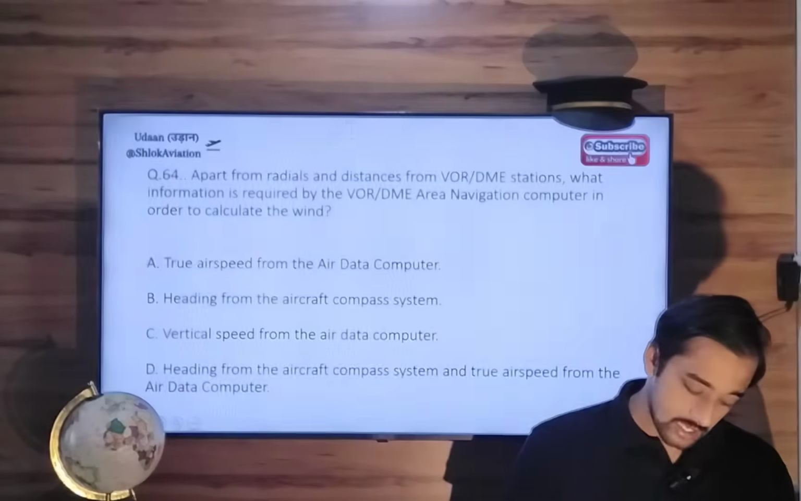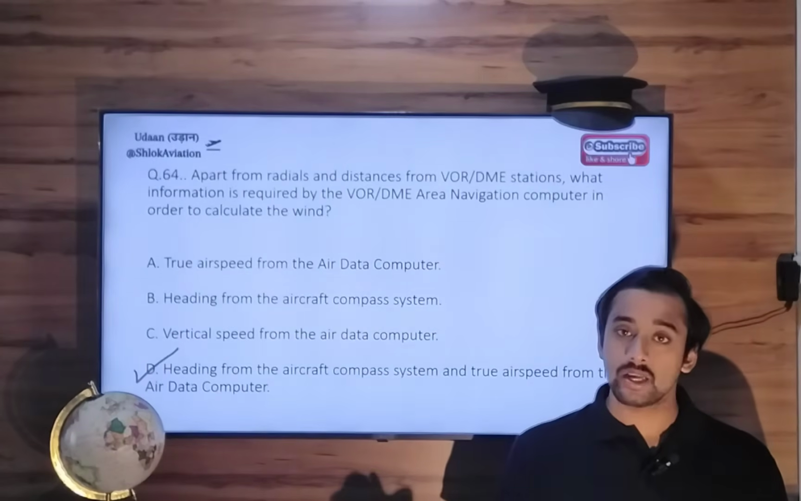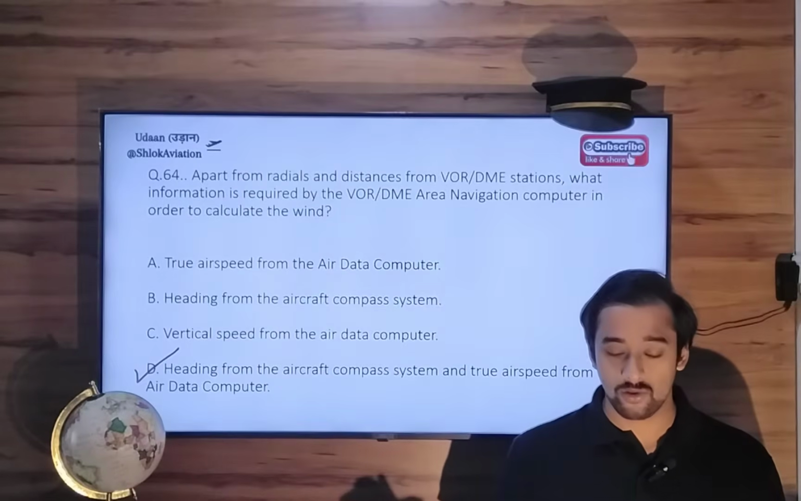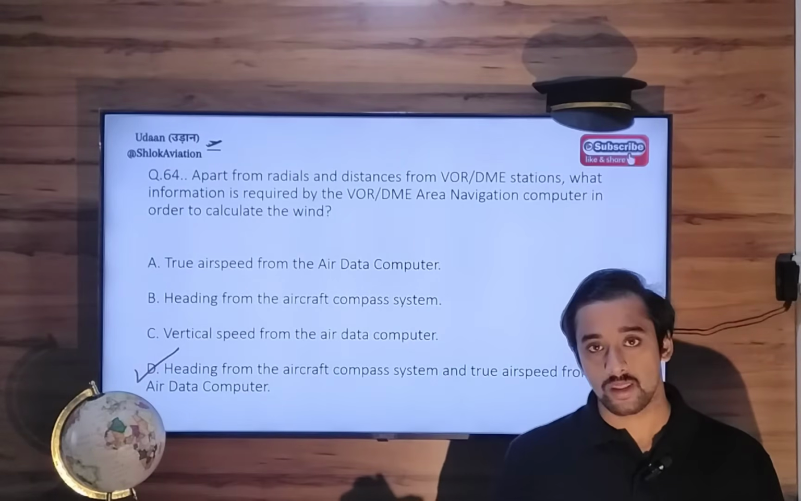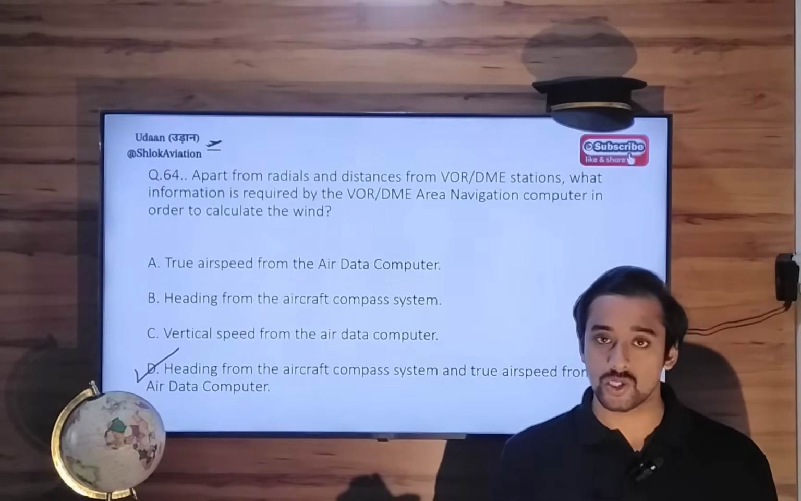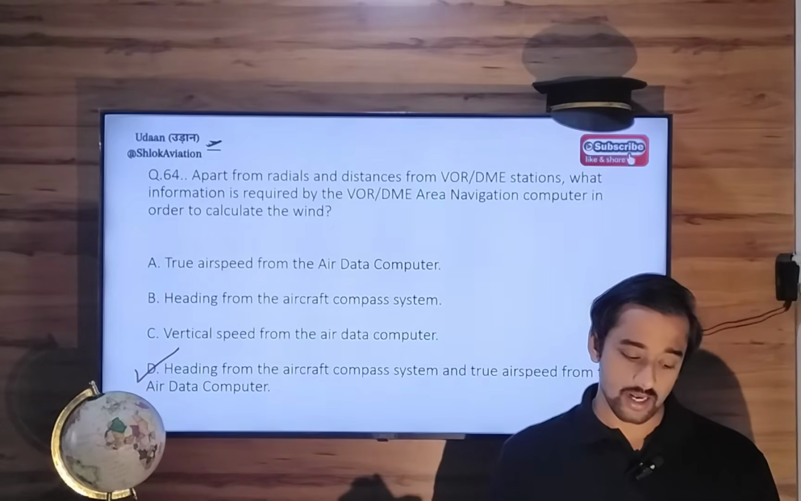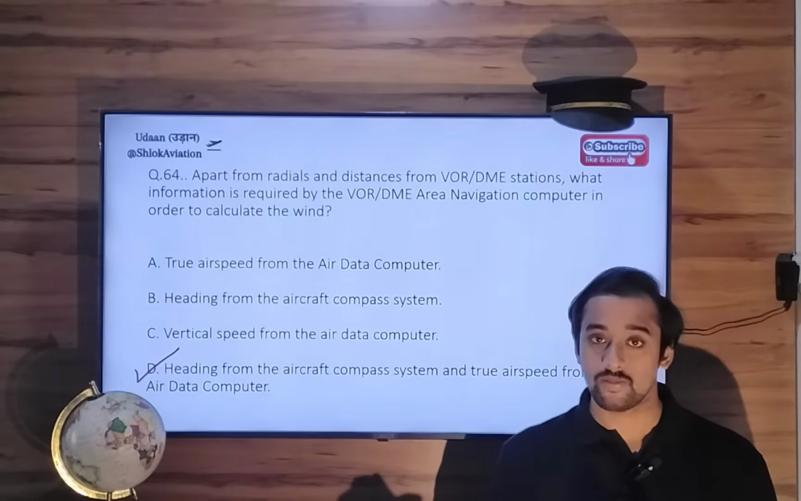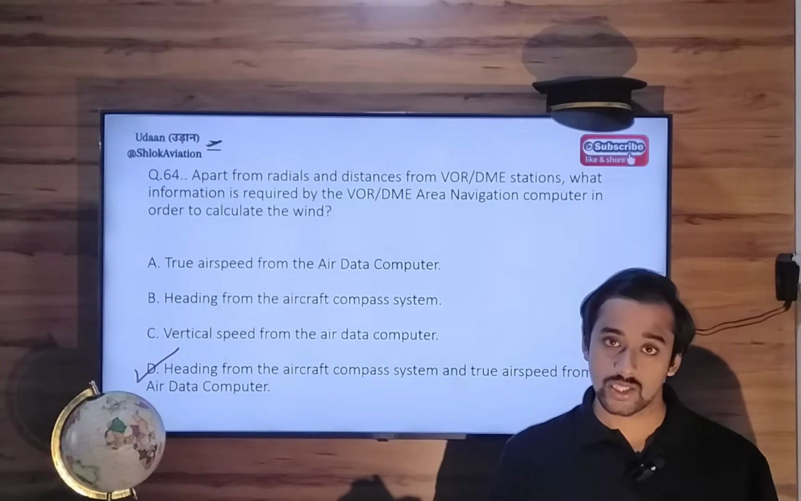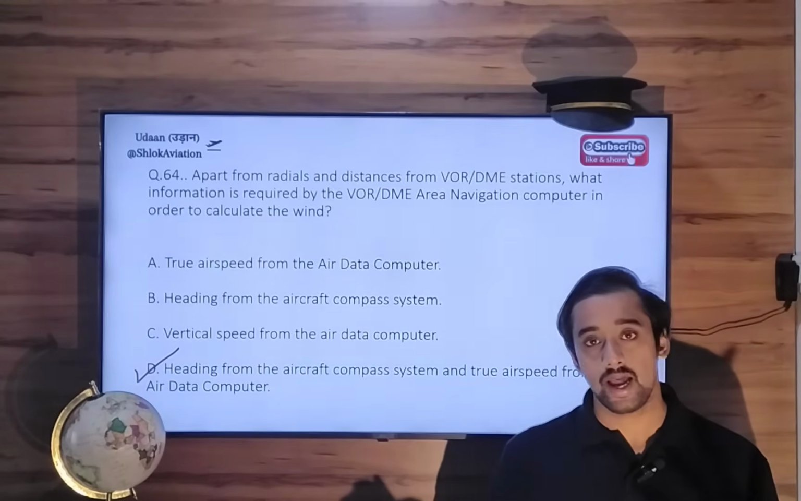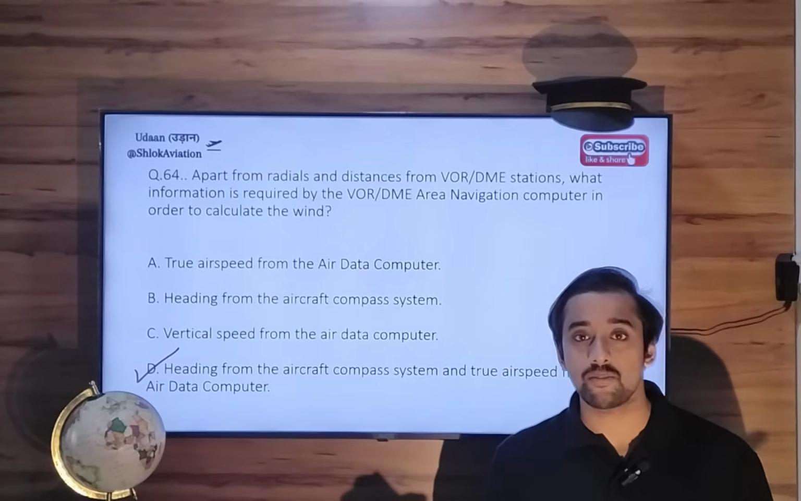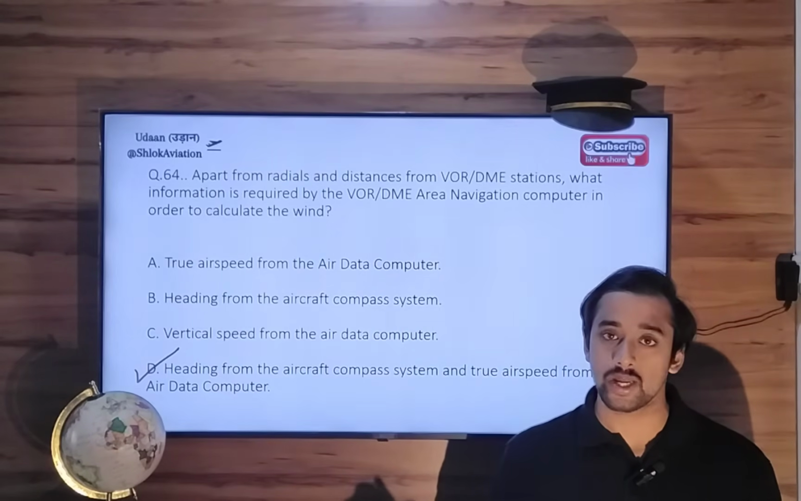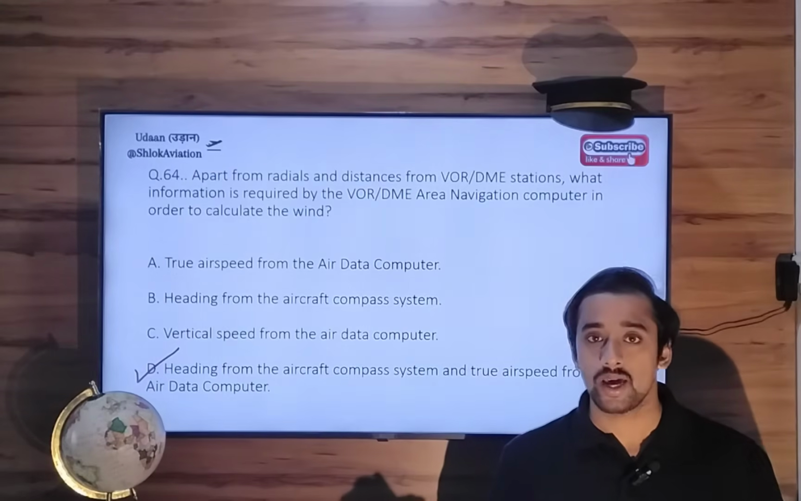So the correct option here will be option delta. It requires a heading of aircraft, which it derives from aircraft compass, and true airspeed, which it gets from air data computer. So to determine the wind velocity, there are four factors required: the position, the distance, true airspeed, and aircraft heading. So remember these four things for any of your ATPL, any viva exam that you're going to take, be it ATPL, SPL, your airline exam.